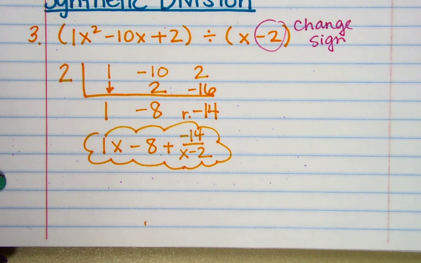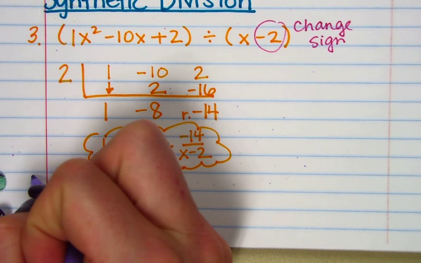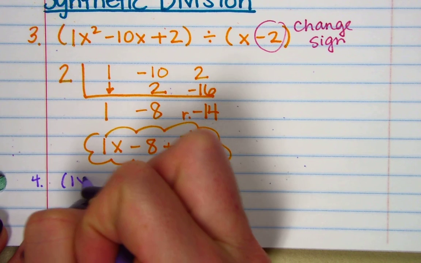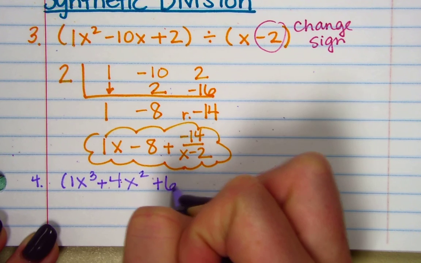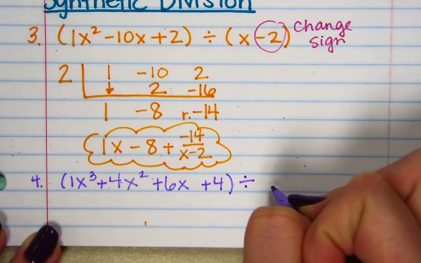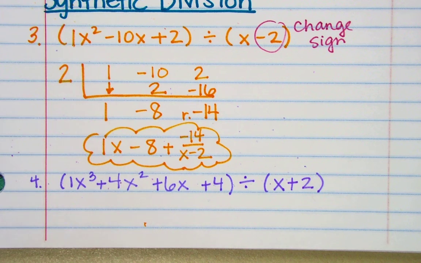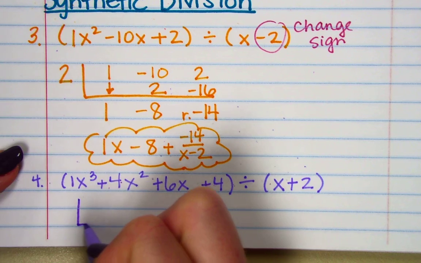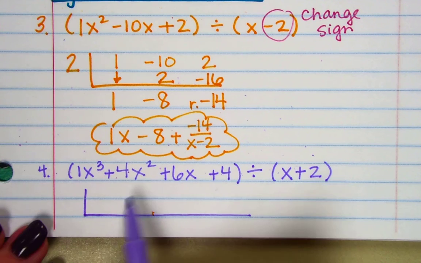Okay. I'm going to do one more. After about 3, I think y'all will have it. You'll be surprised. Okay, it's pretty easy. This one, number 4, is going to be 1x cubed plus 4x squared plus 6x plus 4 divided by x plus 2. Okay, so first what goes inside here?